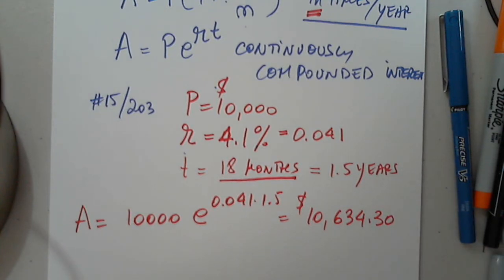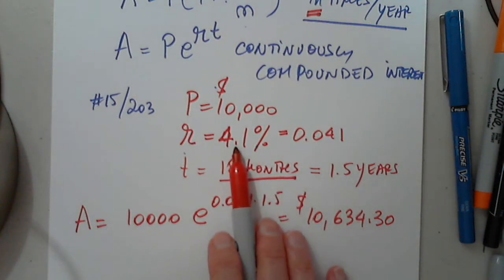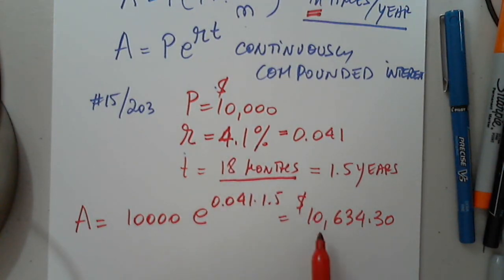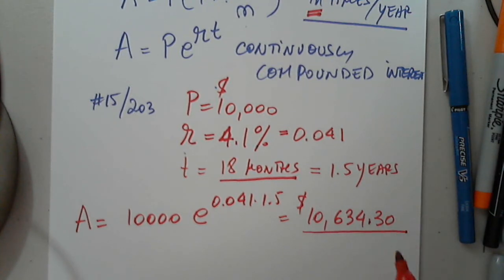Okay. It's easy to find my typos if I put the function in. Okay. So in 1.5 years at 4.1%, 10,000 will change into 10,634.30. Any questions here? Okay, next problem.